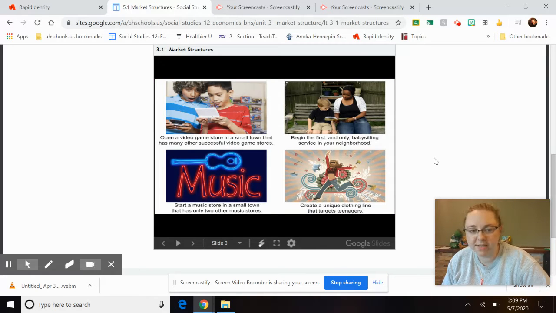Here are your options. The first option, you're going to open a new video game store in a small town that has many other successful video game stores. 2, begin the first and only babysitting service in your neighborhood. 3, start a music store in a small town that only has 2 other music stores. Or 4, create a unique clothing line that targets teens.